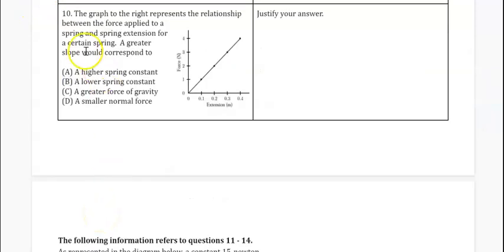The last multiple choice question, number 10. The graph to the right represents the relationship between the force applied to a spring and the spring extension for a certain spring. A greater slope would correspond to what? I'm going to start by writing down that the slope of this graph equals the spring constant. And we learned that when we were doing our spring constant lab. So if the slope is the spring constant, a greater slope must then mean a higher spring constant.